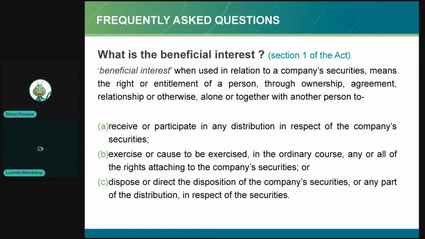So the beneficial interest is where beneficial ownership lies, in ownership as well as control. Beneficial interest relates specifically to the issued securities of a company.